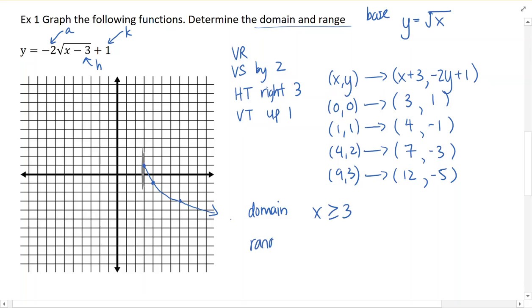And the range, well, that is anything that is lower than 1. So therefore y, wrong color, let's go back to blue. So y must be smaller or equal to 1. And that's it. Okay, on to the next question.